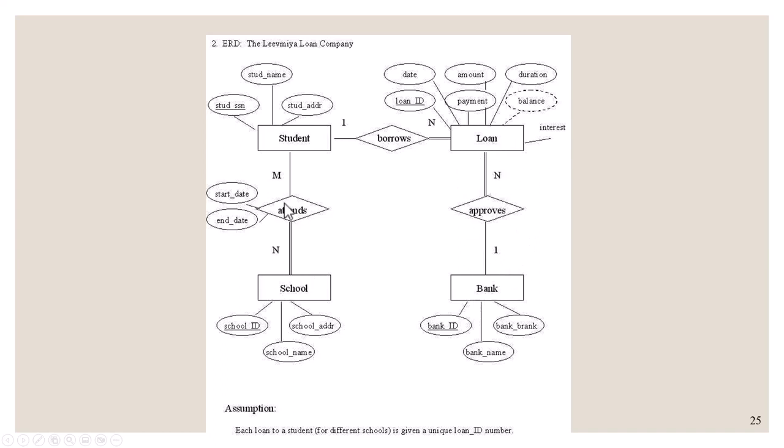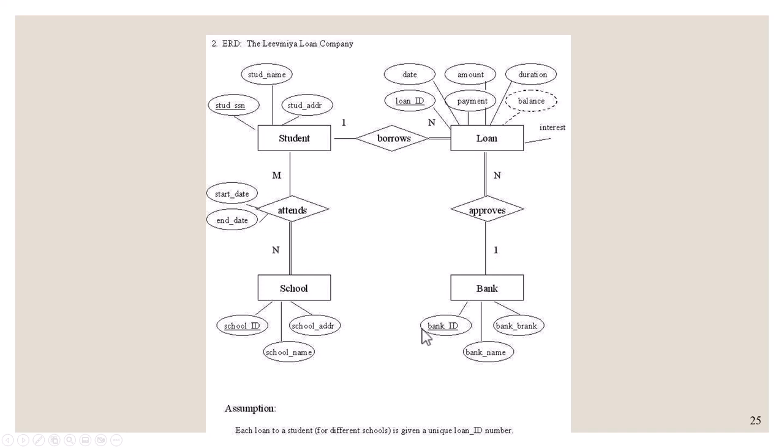Okay? And then here we have another one. Each school must have students attending the school, right? If they didn't have any students attending it, there would not be a school. A student may or may not be going to that school. So there is no total participation here. Each loan needs a bank that they borrow from.